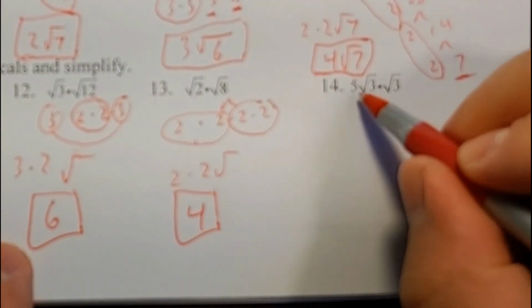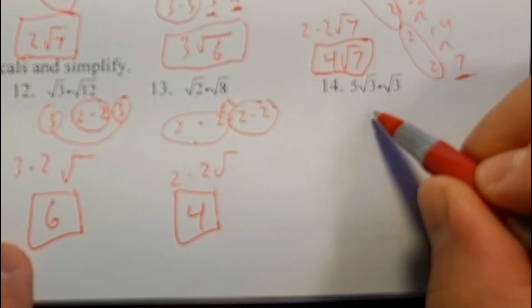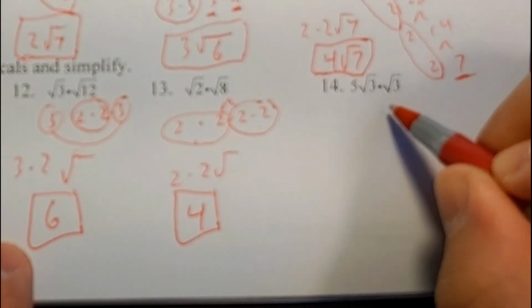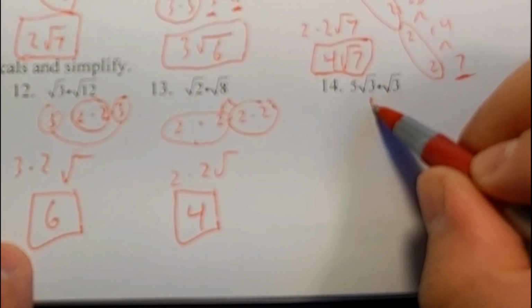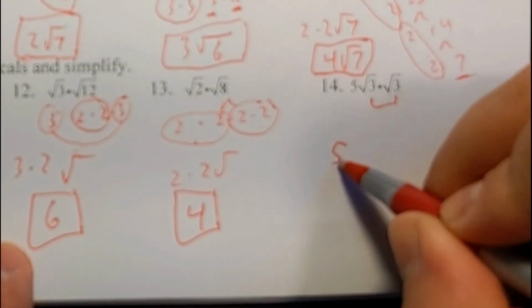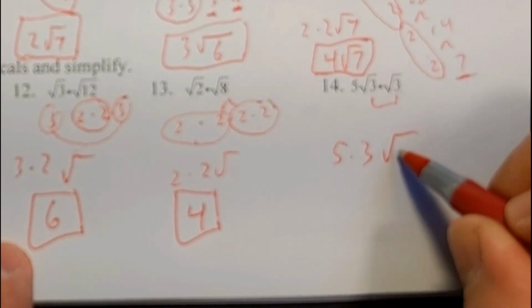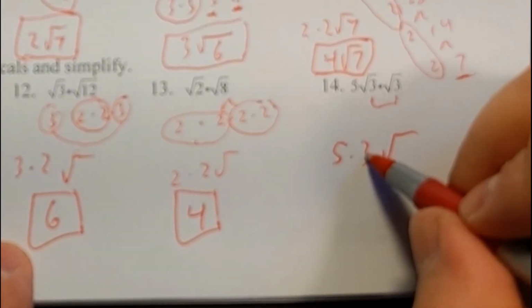Number 14. The 5 was already outside. Be careful with that. This square root of 3 and this square root of 3, neither one of these can come outside, so I don't need to factor it. I can just go, there's a pair, it goes outside with the 3, and then I don't need the radical anymore, so my final answer is 5 times 3, 15.